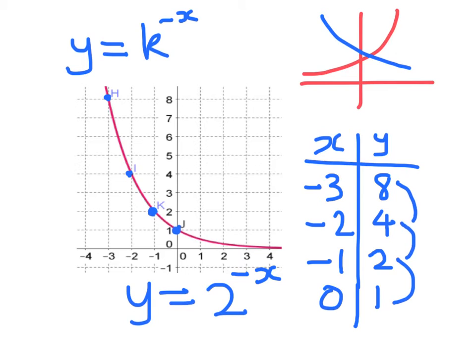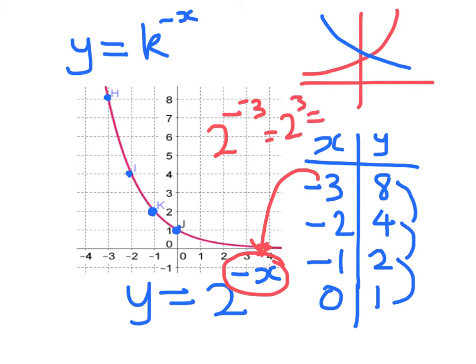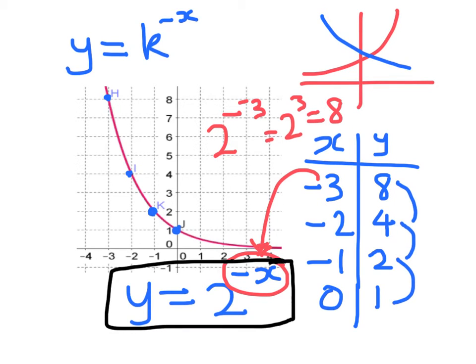Now if that's confusing you, let's take a look here and substitute in negative 3. So when x is negative 3, 2 to the power of negative 3 is equal to 2 cubed, which is 8. Okay, so that's the equation there. So when we're reflecting in the y-axis, we will have this functional form.